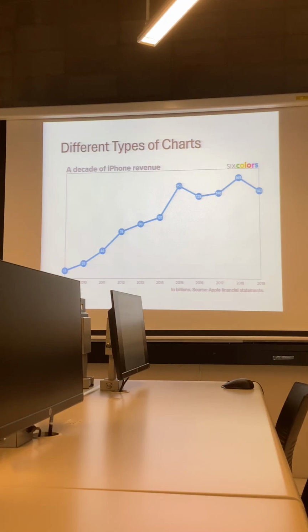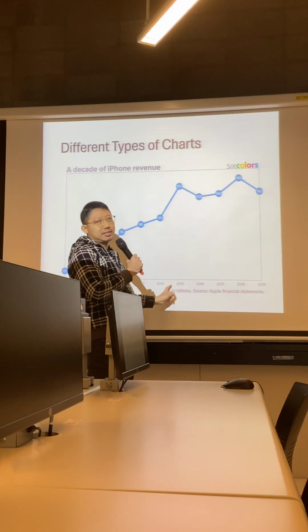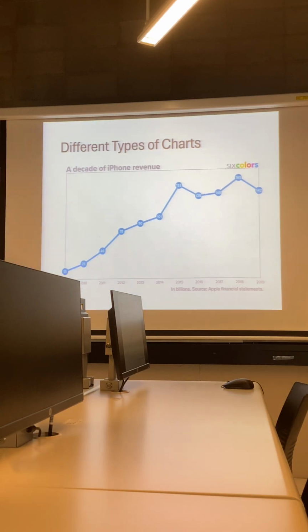From the chart, in what year did iPhone have the lowest revenue? 2009. How much was the revenue in 2009? 13 billion. You see that below there is "in billion". So this is the type of chart, and you can see the trend.